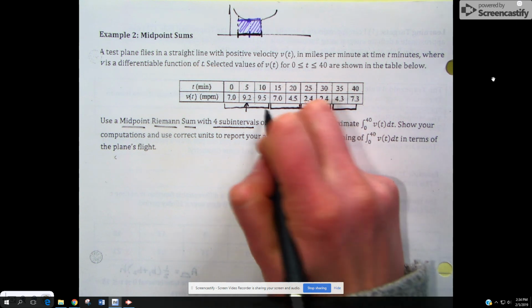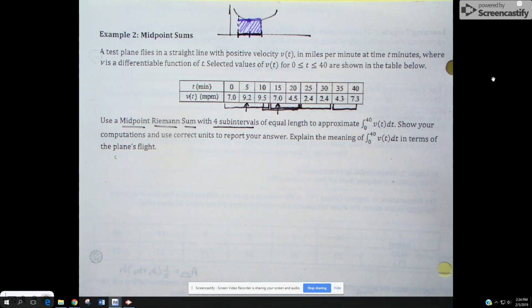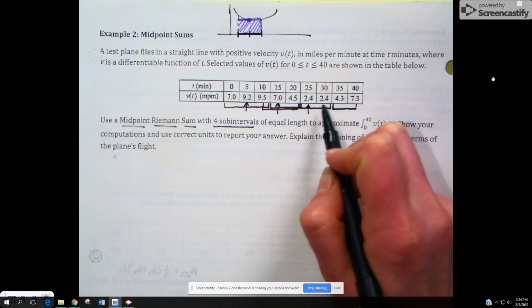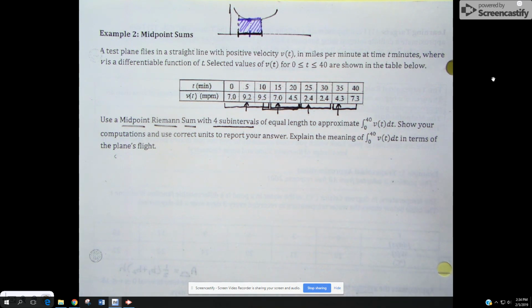The midpoint from 10 to 20 is 15, and I have that data point. The midpoint from 20 to 30, 25, right? And the midpoint from 30 to 40 is at 35. So they've given you data that is perfectly aligned with how this should work.